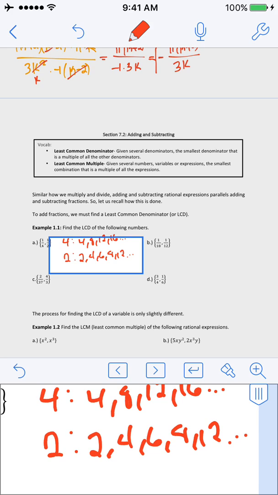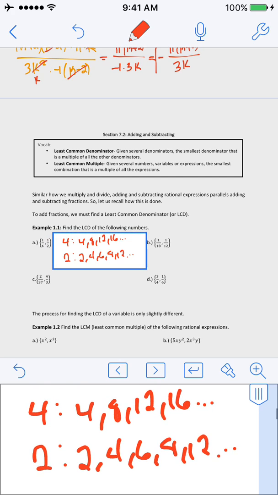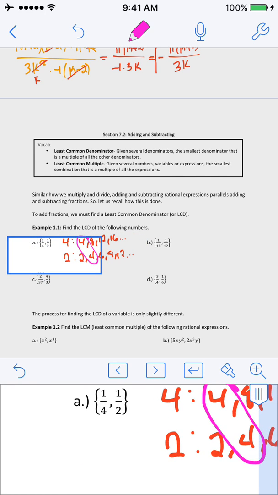Careful, I'm not looking at factors, right? I'm not looking for the greatest common factor. I'm not looking for what does multiply. I'm looking for the multiples of, right? It's kind of different. All right, now we want the one that they have in common. That is the smallest, hence least common multiple. That would clearly be 4. They have 4 in common. So their least common denominator would be 4, right?